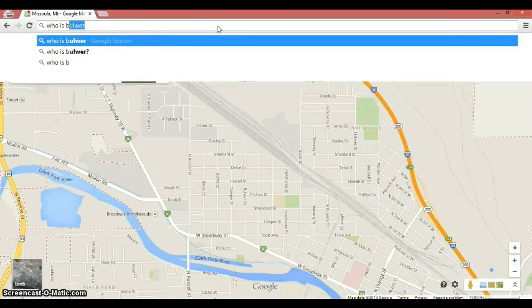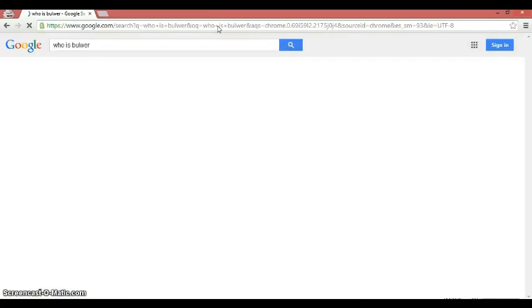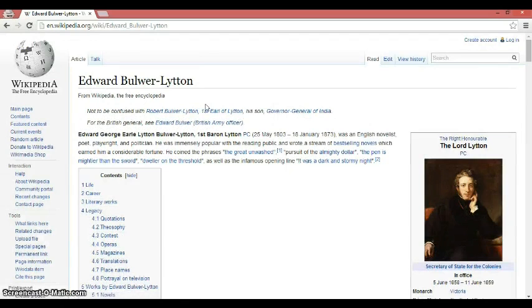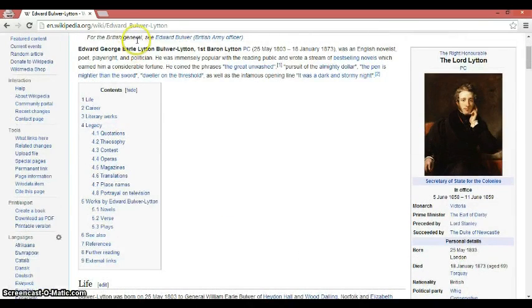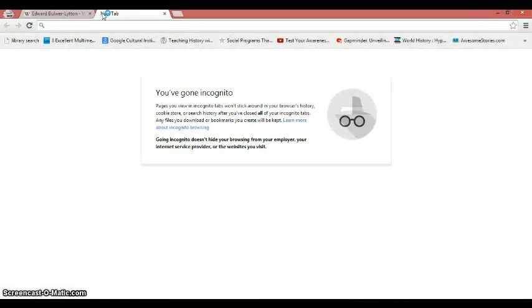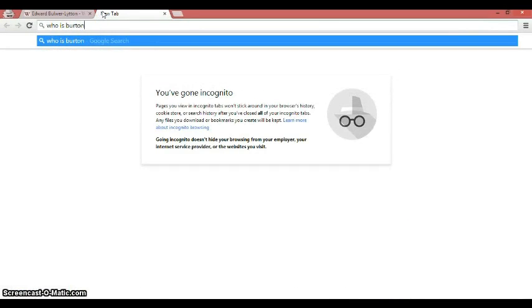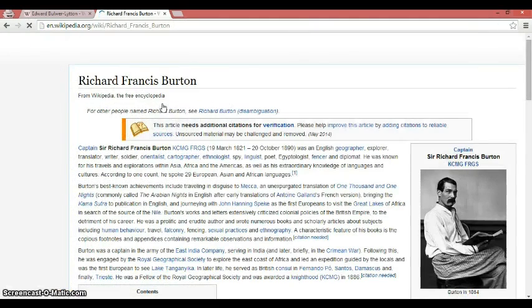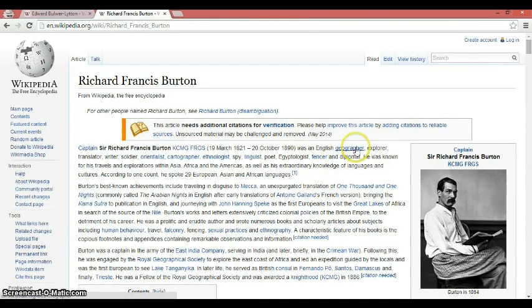So I thought, well, let's start with Bulwer. That's an unusual name. And I saw immediately a Bulwer, Edward Bulwer Lytton, who was a British author, right time period. So, all right, Burton, maybe he's an author too. Who is Burton, author? First one, let's try him. Other ones were a little too contemporary. Richard Francis Burton, okay. Author, yep. Right time period, yep. So there we go.